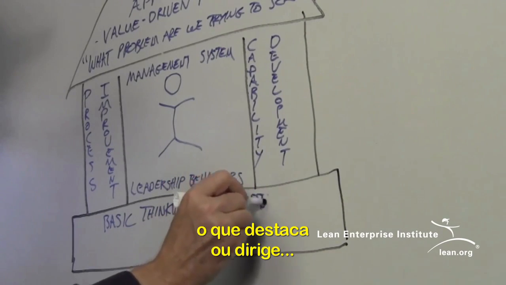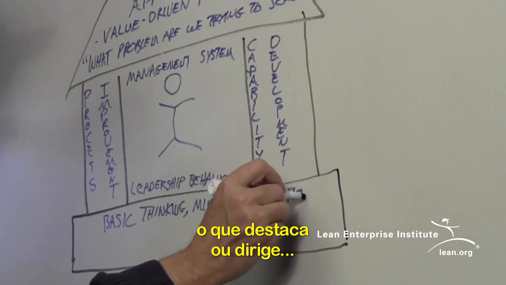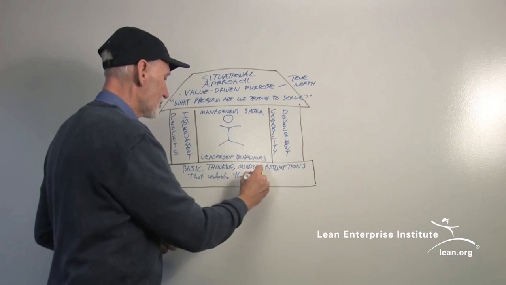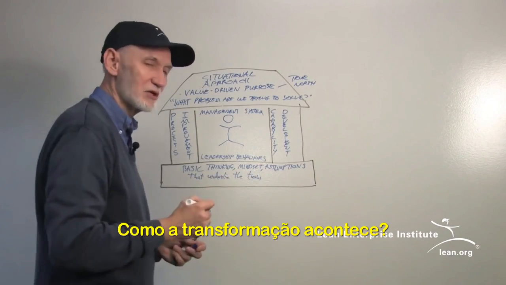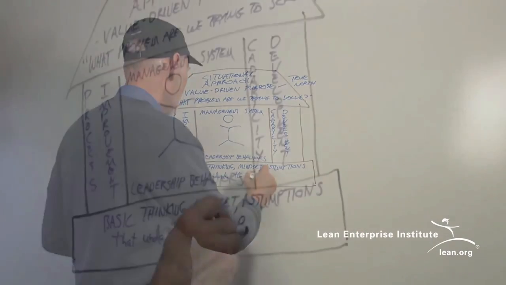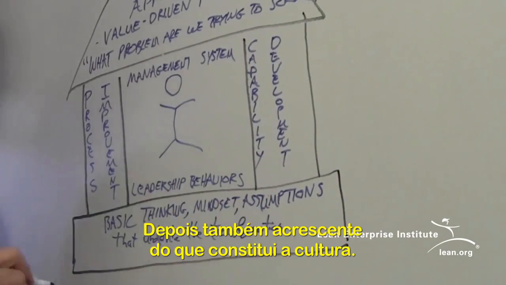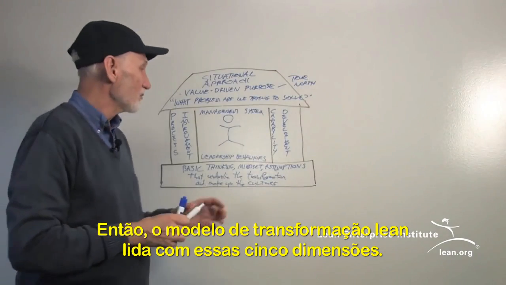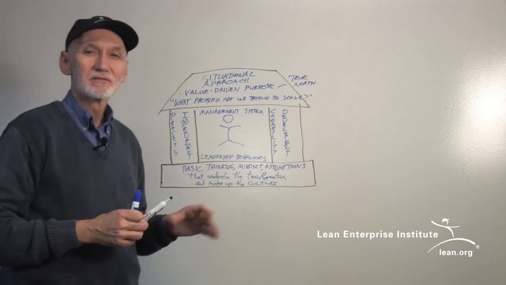That underlie or drive the transformation. What are the basic beliefs I have about how transformation works, or about how businesses work, or about how the world works that underlie the transformation? And then I'll also add, and constitute the culture. So the Lean transformation model deals with these 5 dimensions.